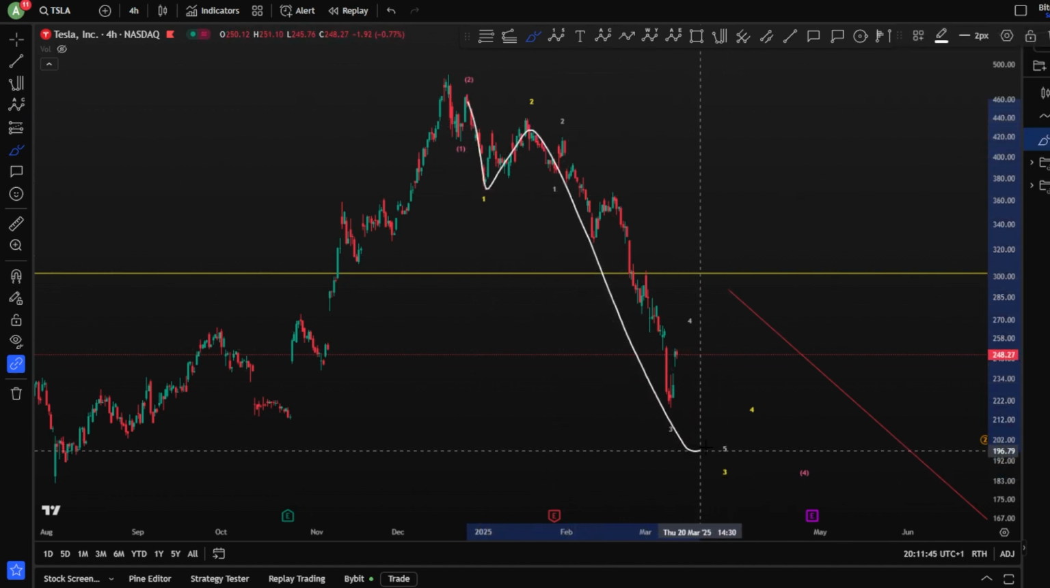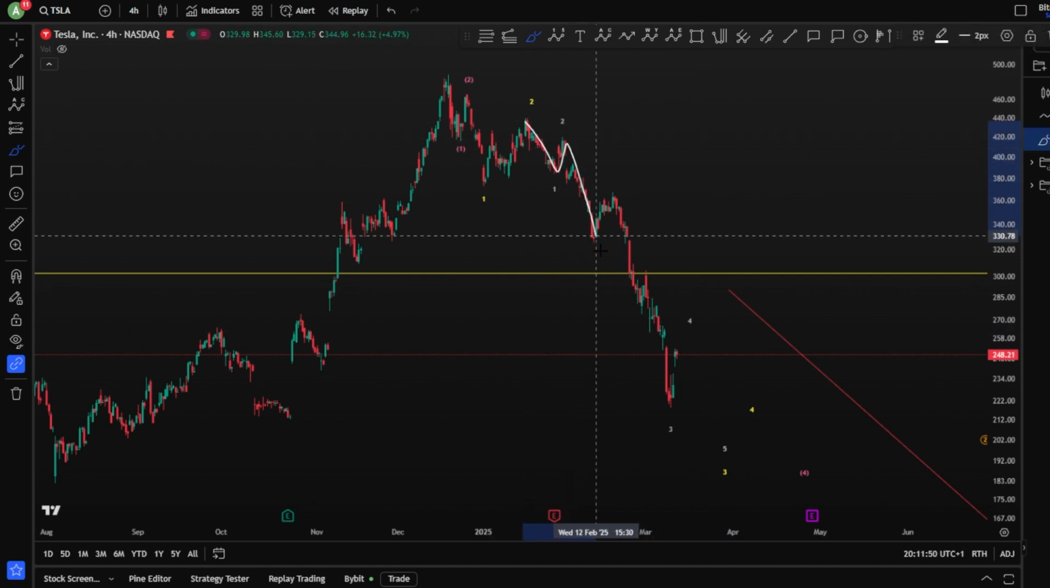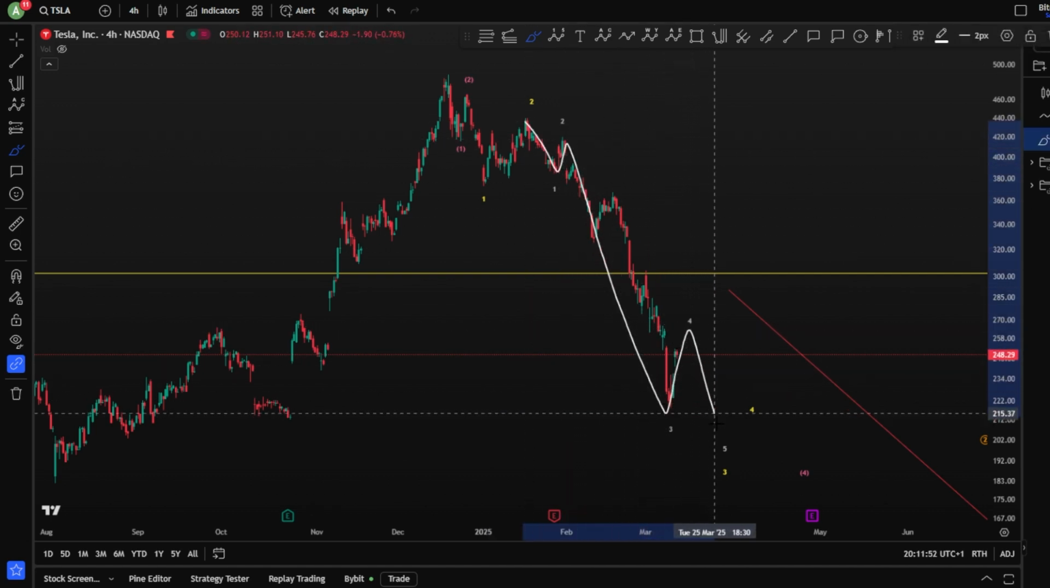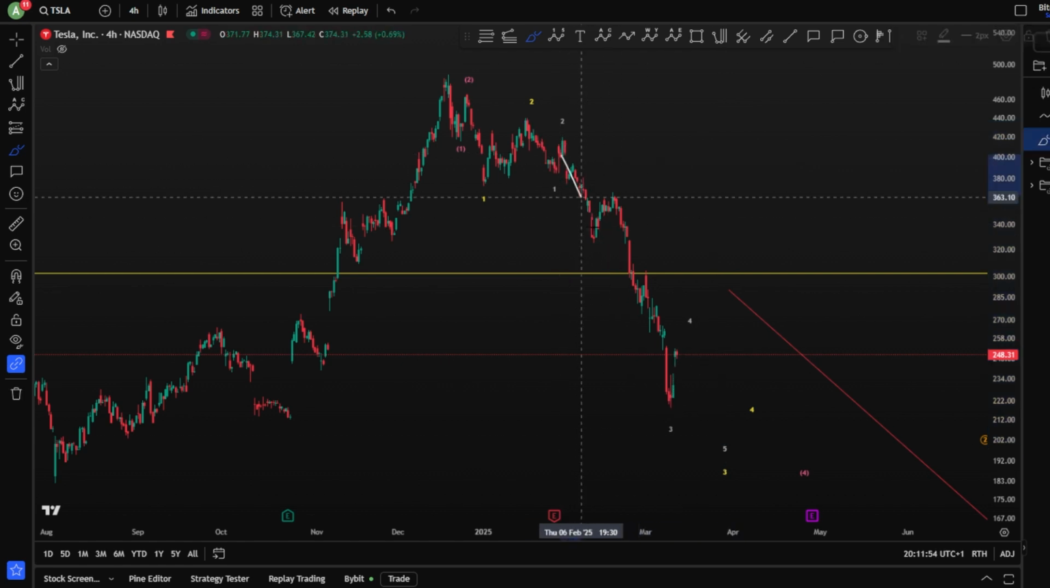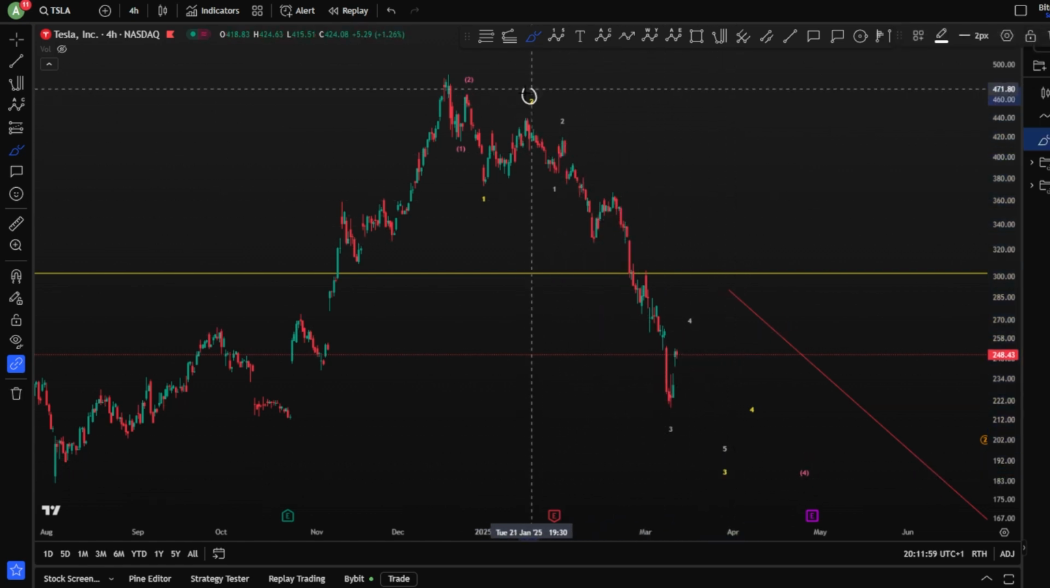So 1 2 3 4 and a 5. Currently we are still in this 1 2 here, and this is your wave 3 4 and a 5, to finish a wave 3 in the yellow.